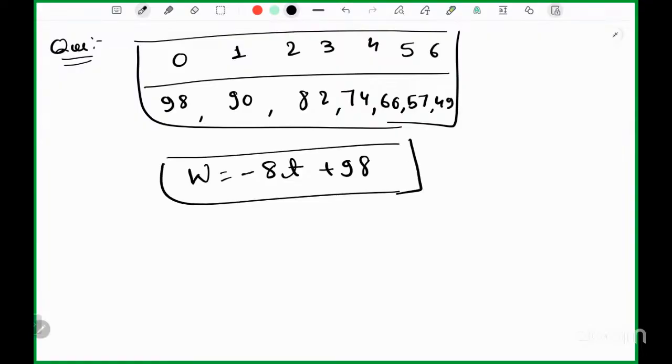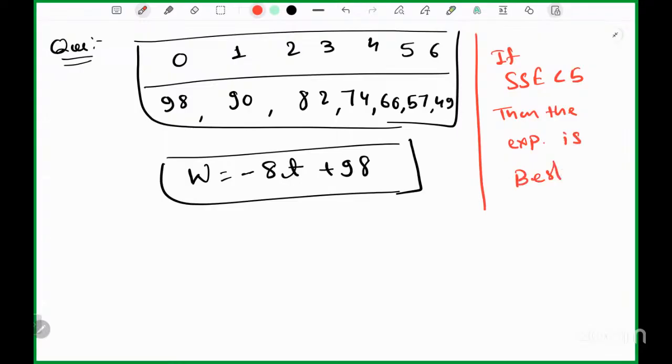Now he wants to analyze whether this expression is best suited for our data set or not, and he gives a restriction: any expression is best suited if the value of SSC is less than 5. If the value of SSC is less than 5, that means whatever expression you are using to analyze the weight change over time is well fitted, or best fitted, whatever word you want to use. So this is the condition. Now the question asked here is, is this expression a best fit or not?